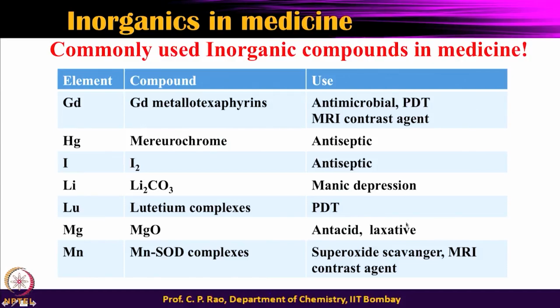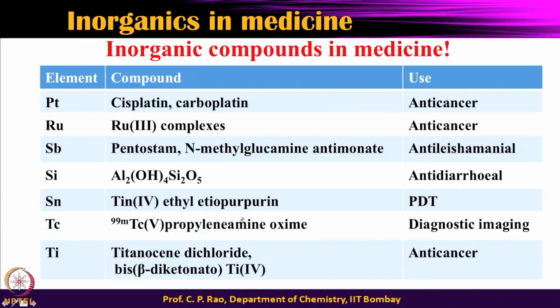These are antacid laxatives also. Sometimes when you complain that you have a problem with motion, the doctor will recommend you take the laxatives. Manganese supplements, manganese complexes can be used as an antioxidant, and manganese can also be used as MRI. Still we have many more compounds, for example platinum. The popular platinum complex is cisplatin, which everyone knows as an anti-cancer agent. Ruthenium complexes, a lot of them, I will show you these complexes later, are anti-cancer.